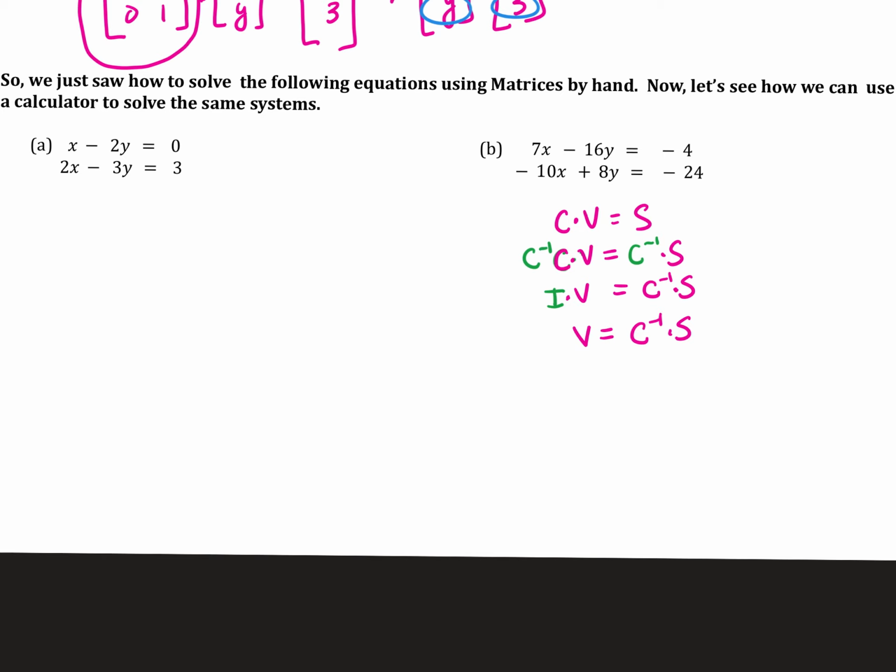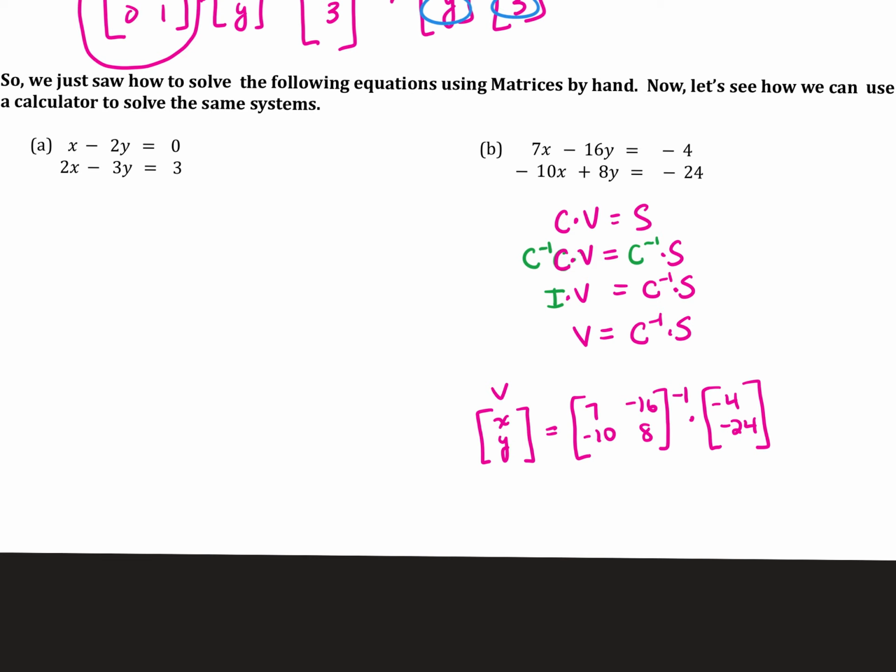So what I'm going to do is identify my variable matrix. I'm going to write that down. In this case, that's x and y, equals the inverse of my coefficient matrix. So I'm going to write my coefficient matrix, 7, negative 10, negative 16, 8. And I'm just going to make this little notation here, the inverse of that, times the solution matrix, which is negative 4, negative 24.